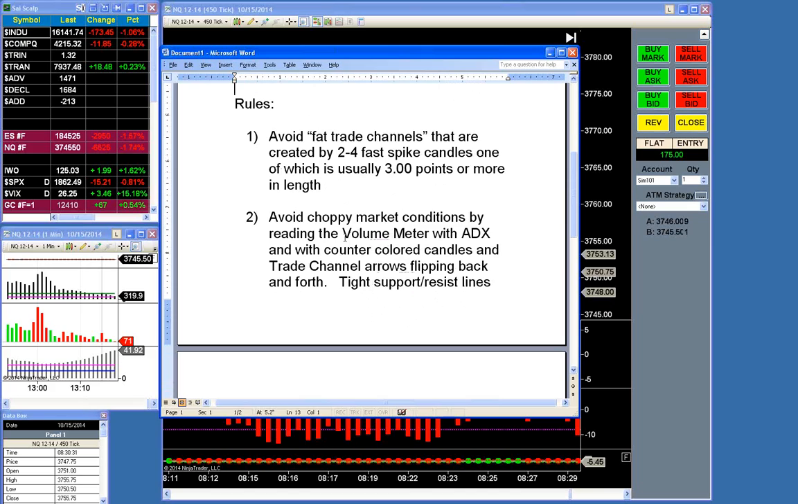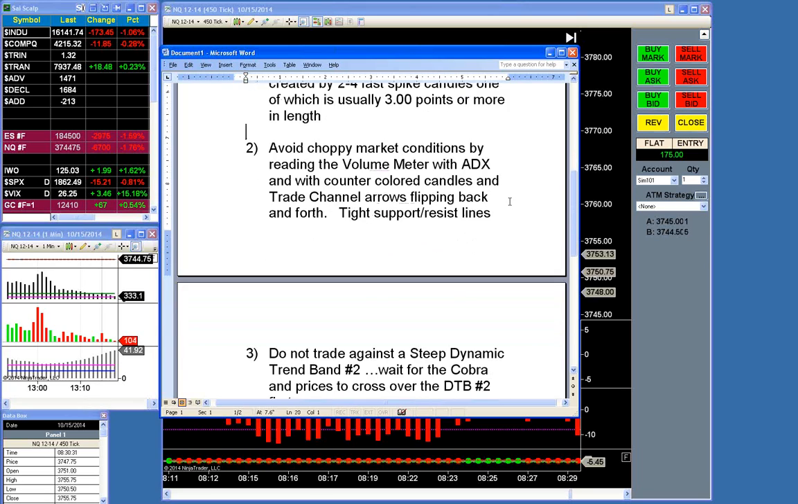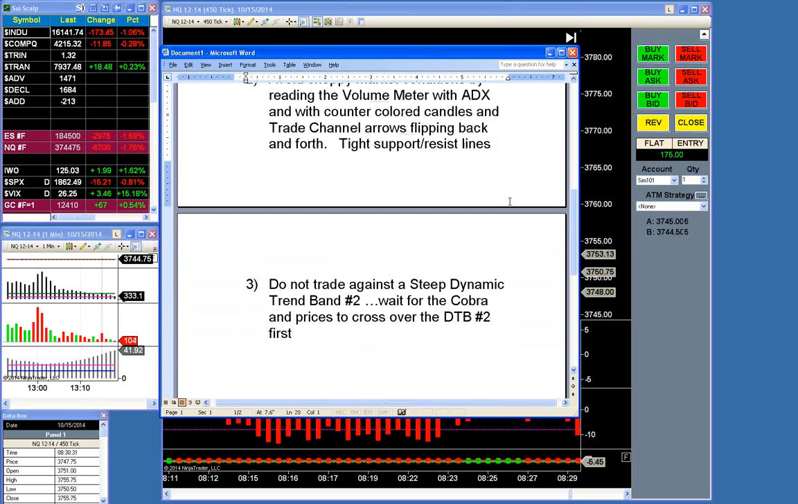And then our second rule here, avoid choppy market conditions. This is a special skill you'll develop using Boomerang as your guide and the volume meter. Avoid choppy market conditions by reading the volume meter with ADX and the counter-colored channels and trade channel arrows flipping back and forth. And I've got a new tool for reading choppiness, and that is the tight support resistance lines. And I'll go over all this in a minute. I'm just going over the PDF here.